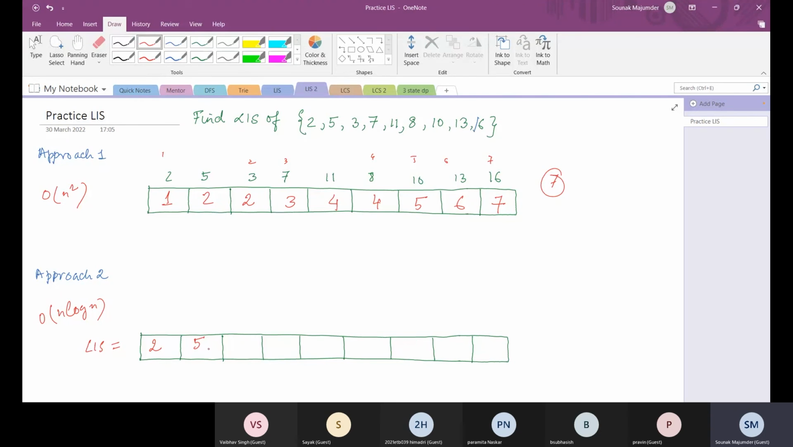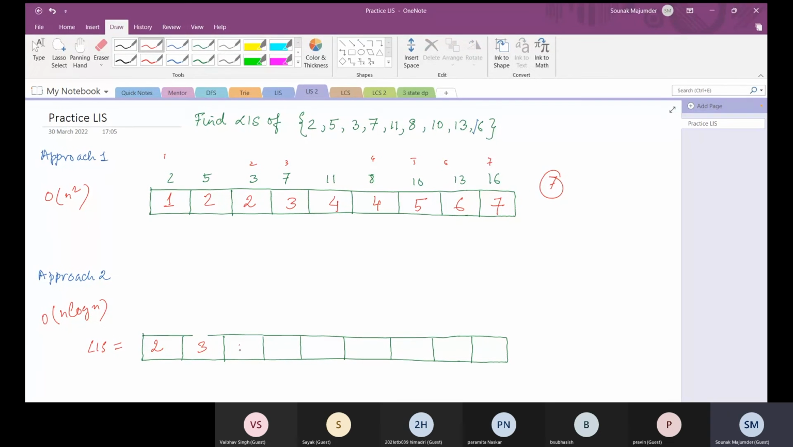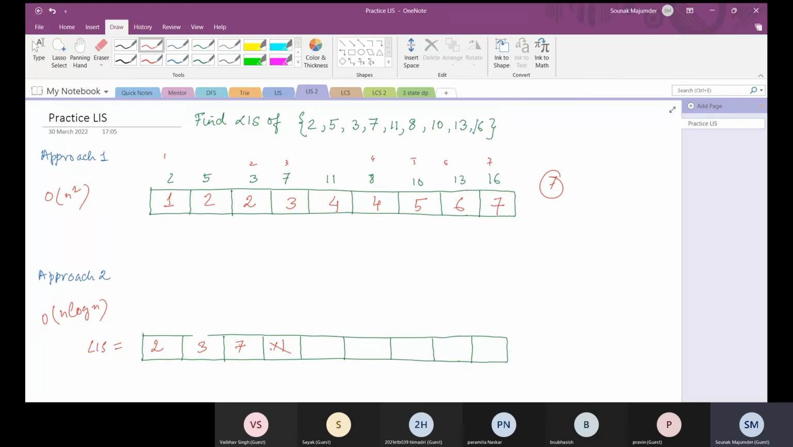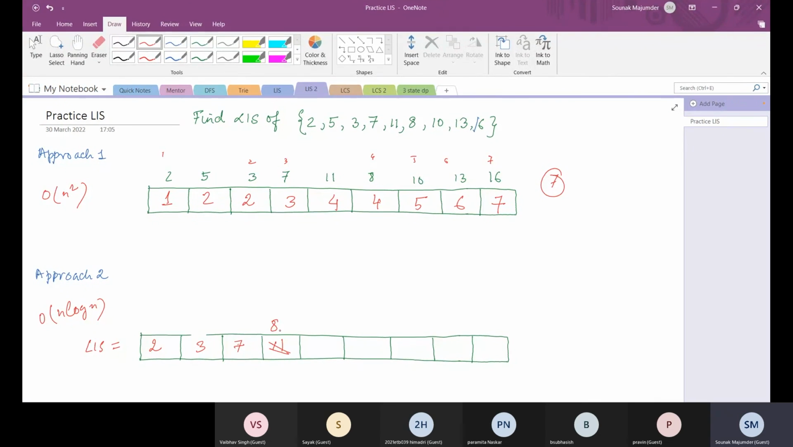Then comes a 3. So where should we put it? We should put it at the smallest element which is larger than that, so in place of this 5, we place the 3. 7 is larger than that, place it. 11 is larger than 7, place it. Now 8, the smallest element larger than that is 11, so place an 8 over here.